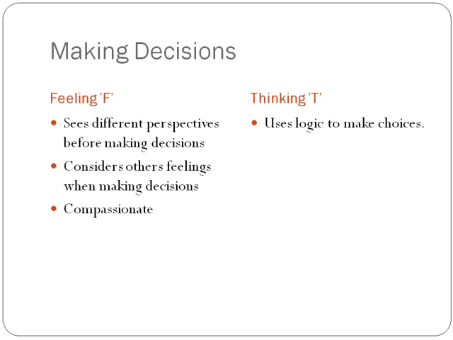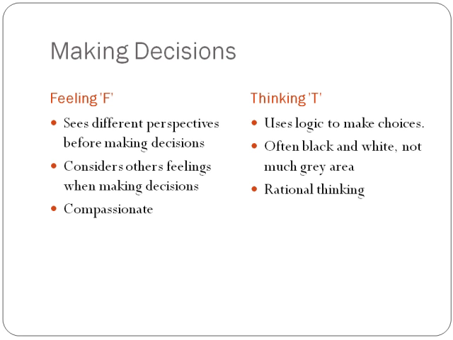Thinking, T, uses logic to make choices. They often see black and white, not much gray area, which could be a downside as well. And as you notice, I'm not really picking on one. I'm just pinpointing both and showing you downsides to both. So thinking, if you're in a situation where you're dealing with people, you might want to try to consider other people's feelings and so forth. So very rational thinking. There's nothing wrong with that.